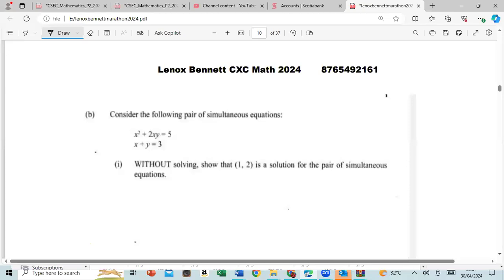Alright, try that one here, guys. I know time gone, but we spent so much time, we could try to see if we can get that one. It says consider the following pair of simultaneous equations: x squared plus 2xy equals 5, and x plus y equals 3. Without solving, show that x equals 1 and y equals 2 is a solution for the pair of simultaneous equations. So they actually give you the answer, x is 1 and y is 2. They say without solving, show that. Would you guys be able to do that?